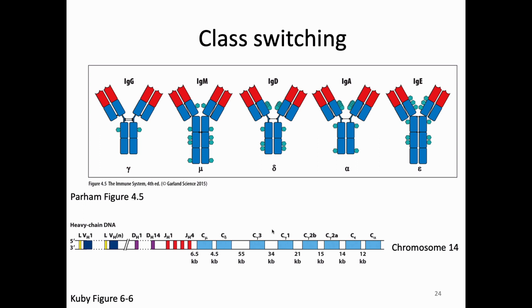That's important because when RNA polymerase comes along and does its job, it's going to start transcribing at V. It's going to transcribe V. It's going to transcribe D. It's going to transcribe J. It's going to transcribe mu. It's going to transcribe delta. And then it's going to get tired.